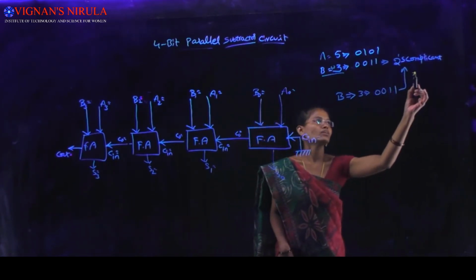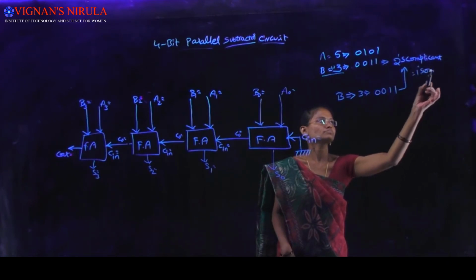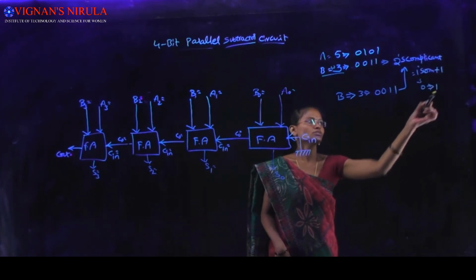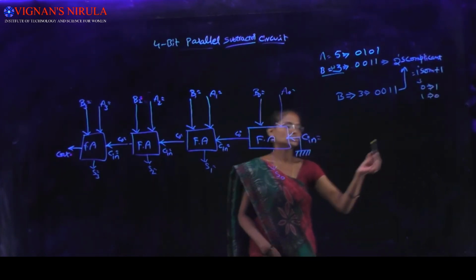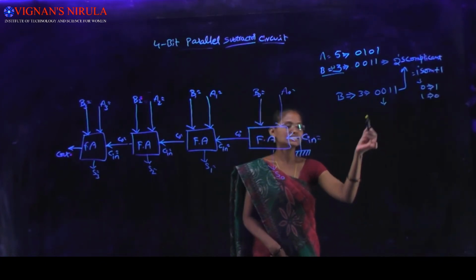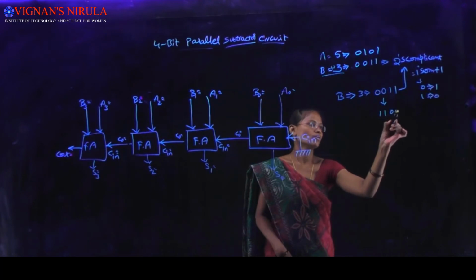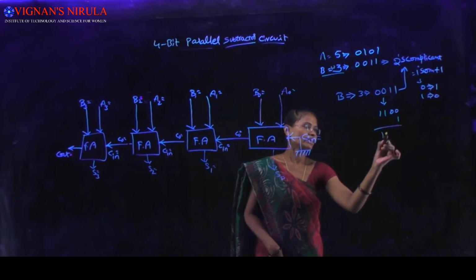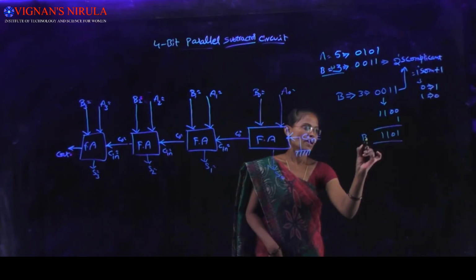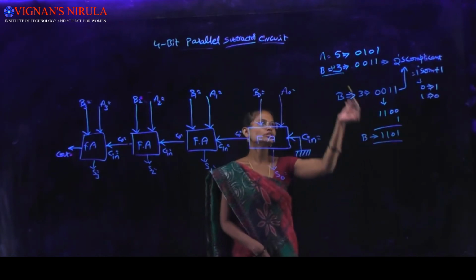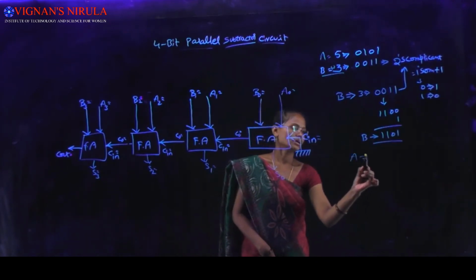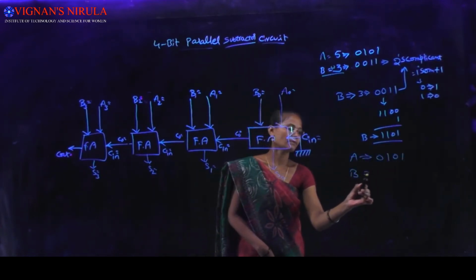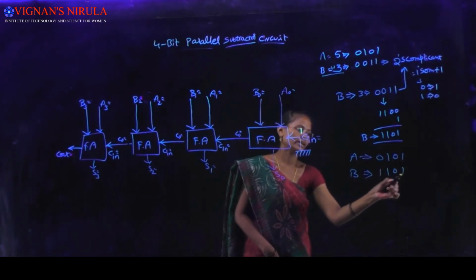What is 2's complement? 1's complement plus 1. Here 1's complement means zeros are converted to 1, ones are converted to 0. We first get the 1's complement, 1100. Then add plus 1 to the LSB: 1101. This is the B bit. This is added to A. Here the A binary number is 0101 and the B binary number is 1101.